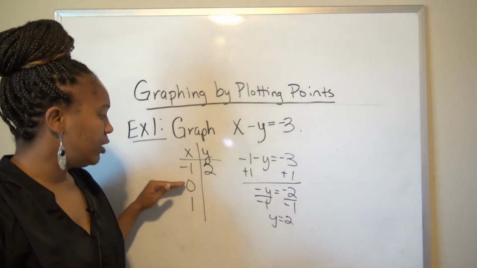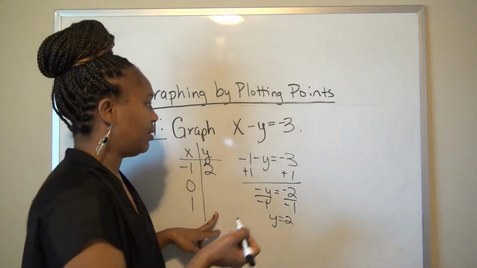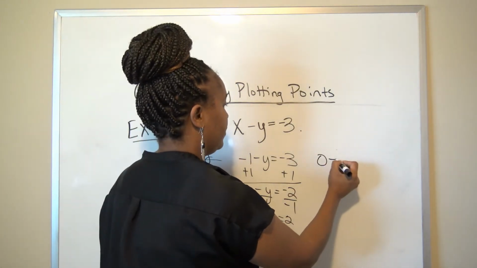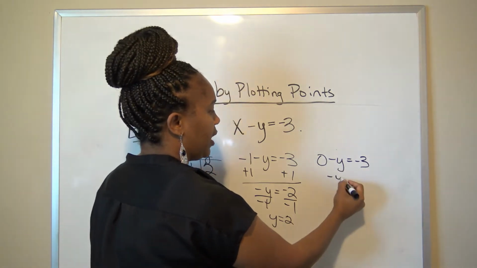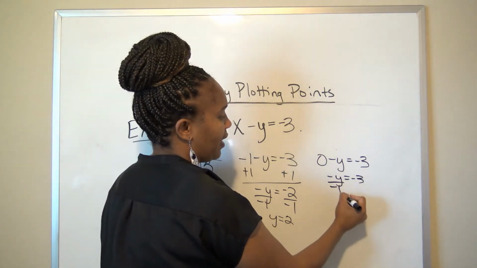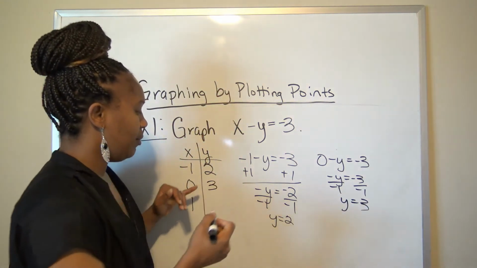So I'm going to do that for each of these so I can figure out what those missing y values are. I'm going to replace x with 0 now. 0 goes away, that's -y equal -3. Divide by -1 and you get y is equal to 3. So that missing number is 3.